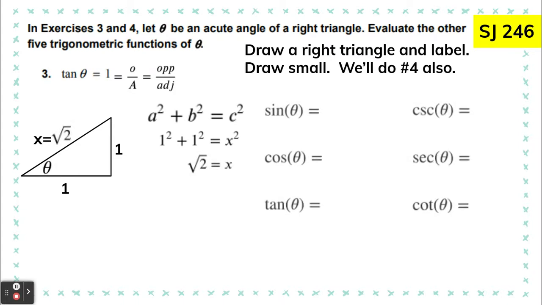And now we're going to set up our 6. Remember, we're still going to do problem number 4. So write this really, really small on the left side where problem 3 is. Okay? Opposite side over hypotenuse. Rationalize that denominator, top and bottom, by square root of 2.